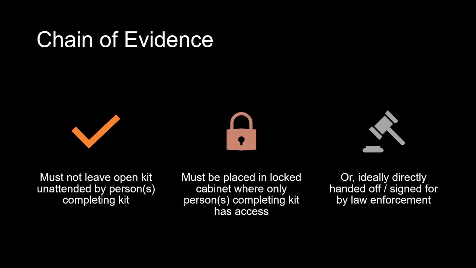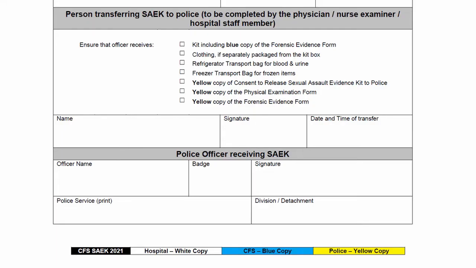Keep in mind the chain of custody of the evidence. One must not leave an open kit unattended by persons that are not involved in the completion of the kit. It should be placed into a locked cabinet with restricted access, or ideally, handed off or signed for by law enforcement. The bottom portion of page 9 should be completed when the kit is turned over to police. This requires the officer's name and signature.